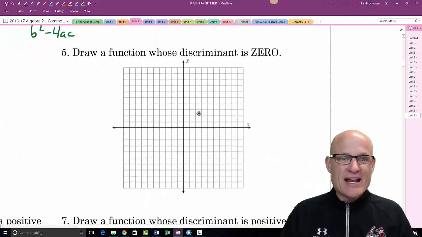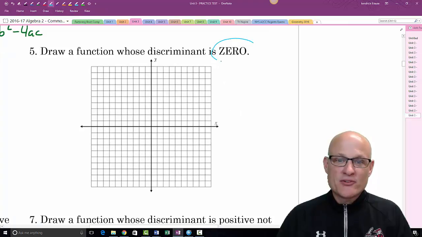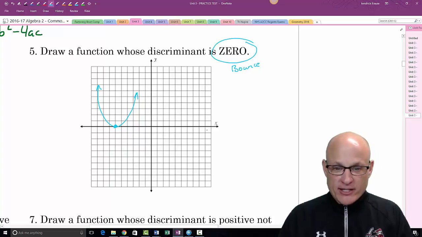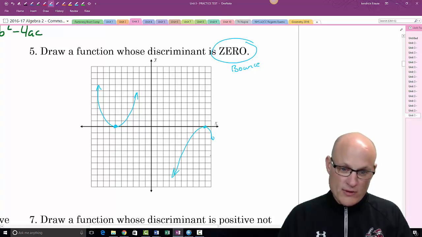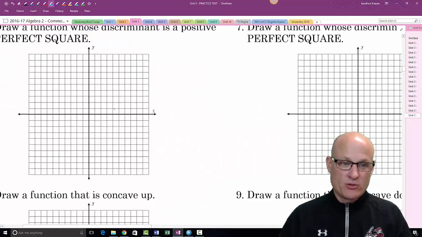Well, what happens when the discriminant is equal to 0? This is the only time we get a bounce. I call it a bounce. It's just going to come down, and it's going to hit the graph at one point. Something like this. One double root. I could make it over here if I want to. Parabola going down. Just as long as it hits it once. That would be a good sketch of something with a discriminant equal to 0.